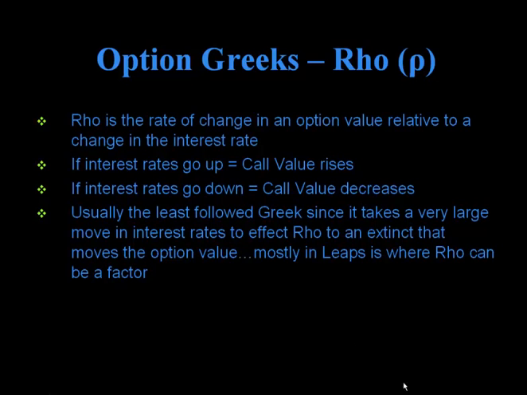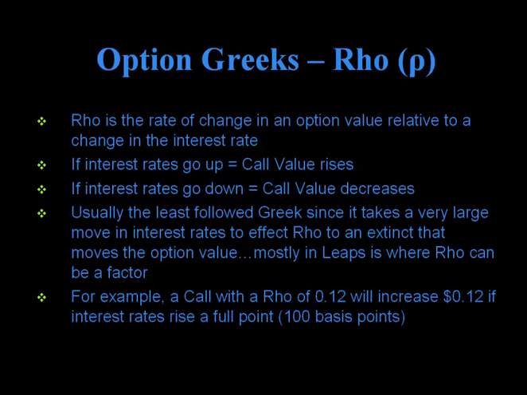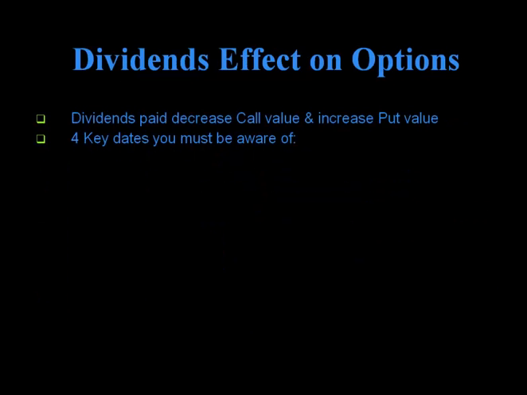Now, if you're a market maker or if you're trading mostly in LEAPS, Rho can have a bigger factor, but probably no more than 5% or 10% tops of the option price. Here's an example. If a call has a Rho of 0.12, it'll increase 12 cents if interest rates rise by a full point. That's 100 basis points. So typically if the Fed raises the rates by 25 basis points, it'll go up 4 cents. That's what I'm talking about.